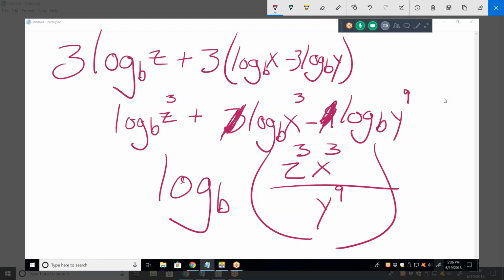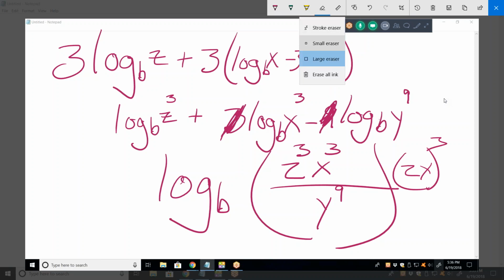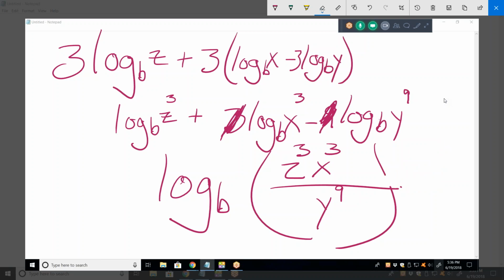And I'll leave it at that, since there aren't any like terms. You can't really simplify that. I mean, you could write this as zx to the 3rd, but that's not a simplification that's needed or necessary. It just happens to be identical. If you were picking from multiple choice, that might be your answer. So always know that. But okay, what else?